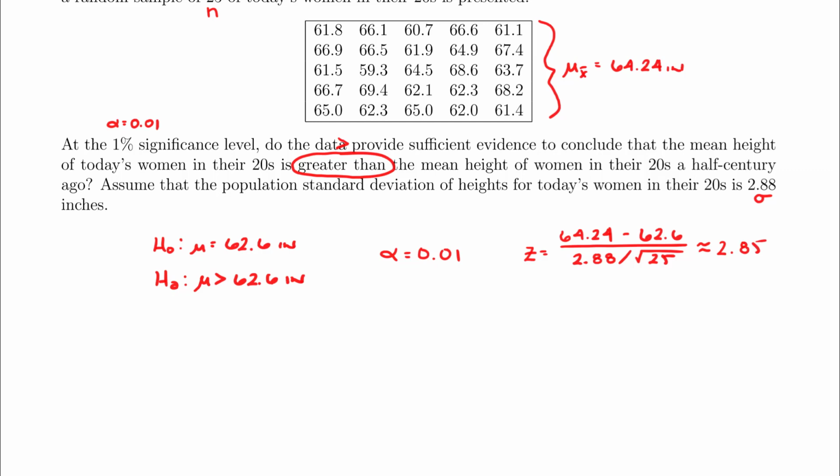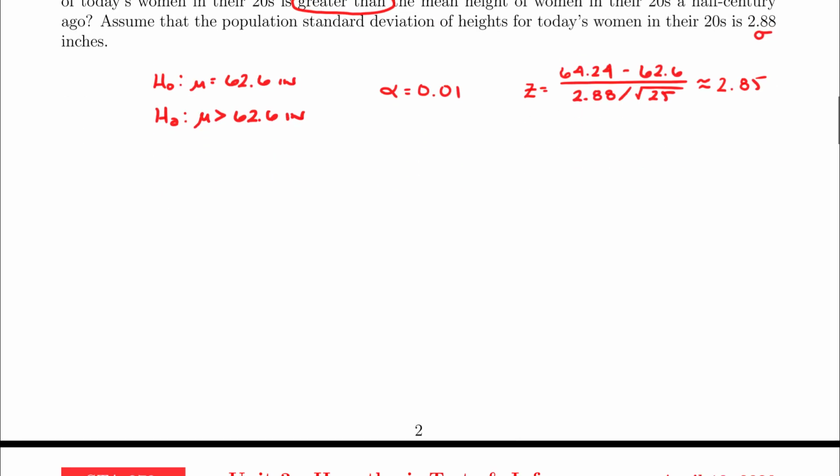So we've done all the first three steps that we have to do before we can tackle the critical value approach or the p-value approach. So I'm going to make two columns here. We have the critical value and then the p-value.